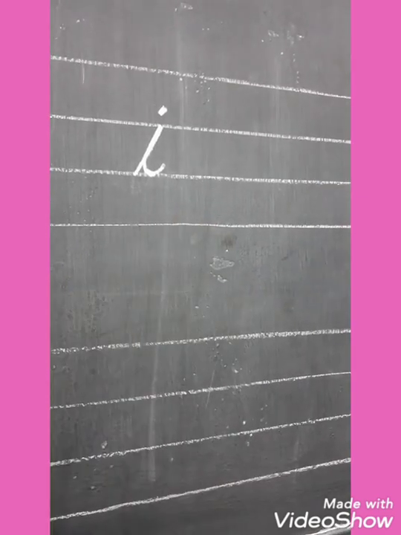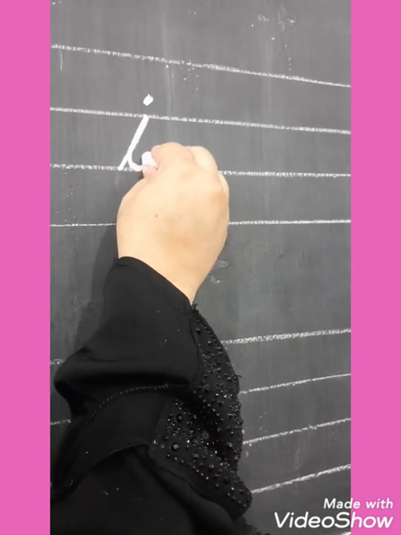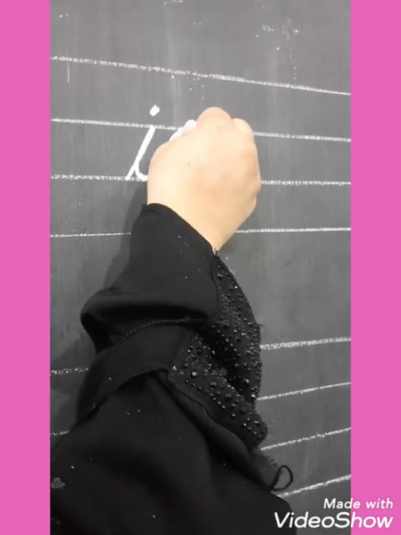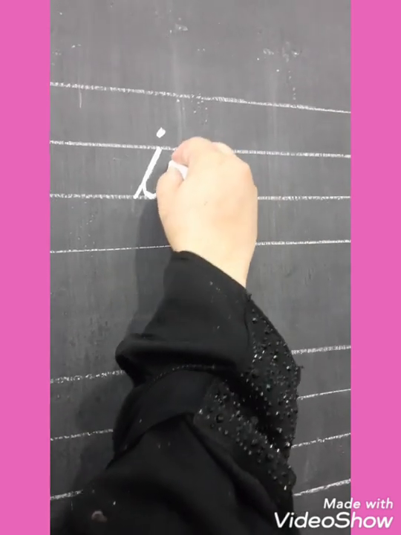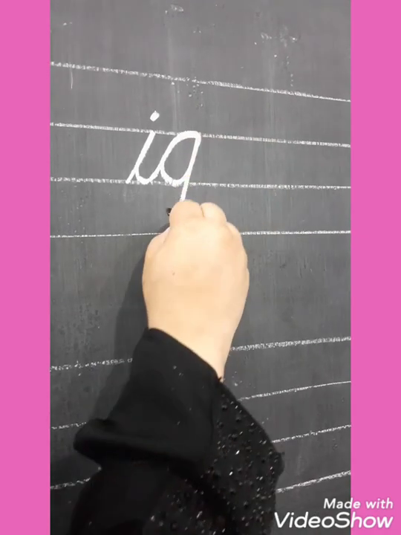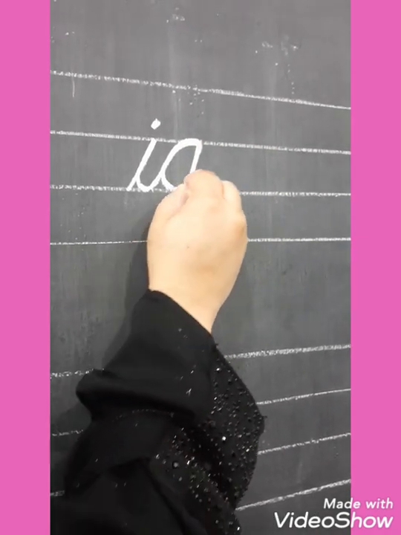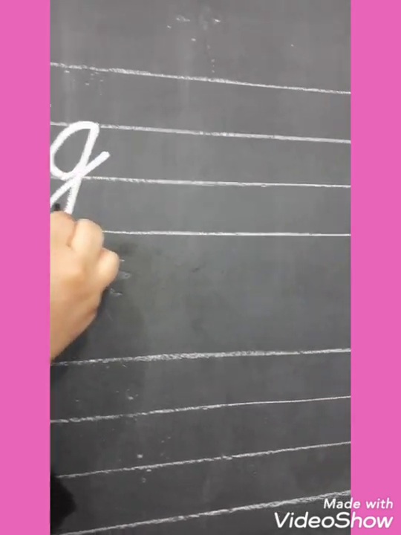अब आपने इसके साथ क्या join करना है? G. How can you join it? You have to take this tail up. आपने इसकी tail को ऊपर लेके जाना है और आगे की तरफ move करना है like this. और इसको अपना G बनाना है. Come down in the same line, go up, come down in a slant, touch the fourth line, cross this and stop like this. IG sounds ig.